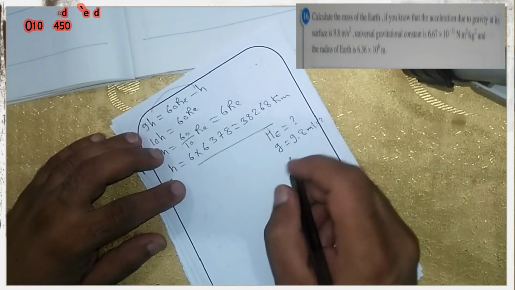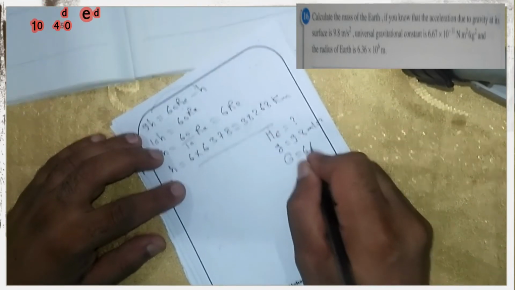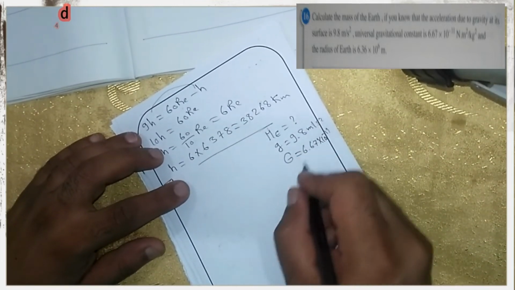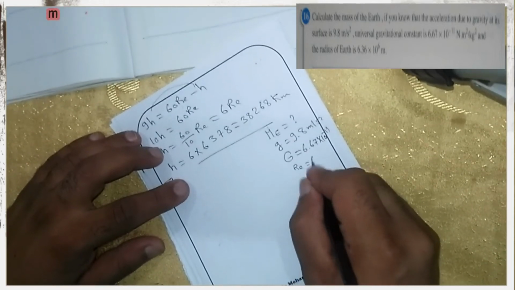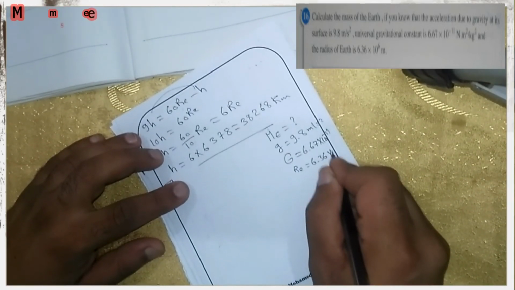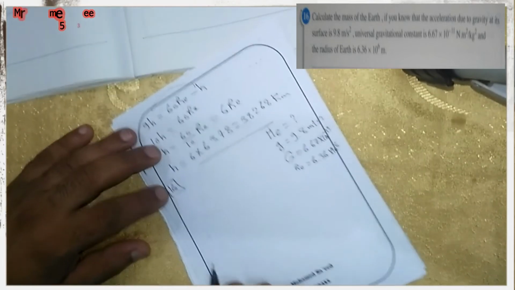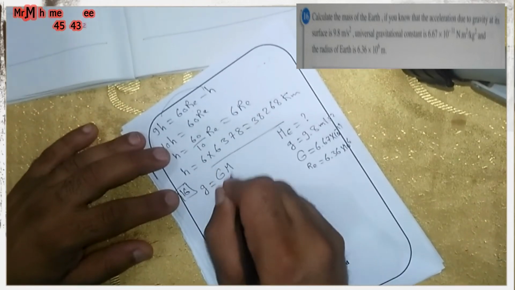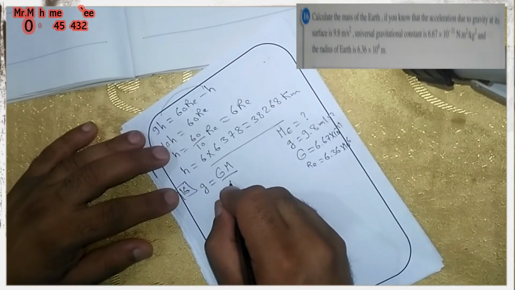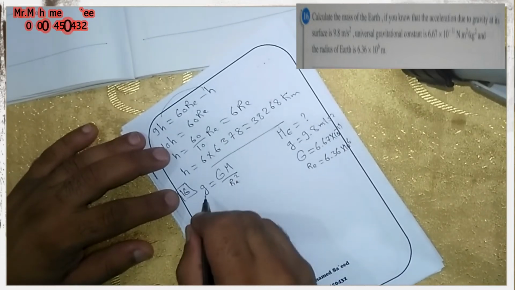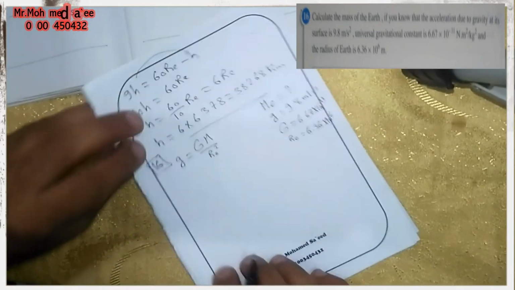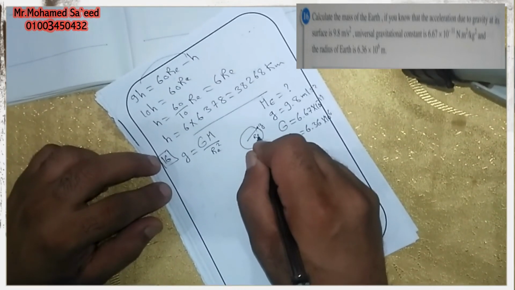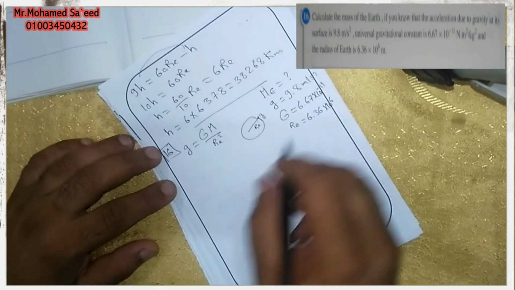Universal gravitational constant G capital equals 6.67 times 10 to the power negative 11, and the radius of the Earth, R of the Earth, equals 6.36 multiplied by 10 to the power 6. We have learned that g equals G capital M of the Earth over R E square, because g is at the surface of the Earth. So we replace r with R E squared. So g equals what?